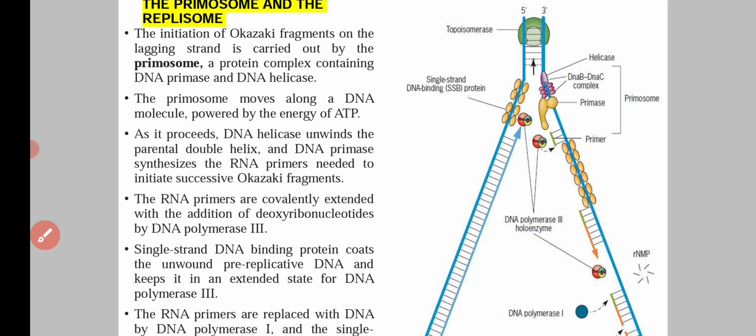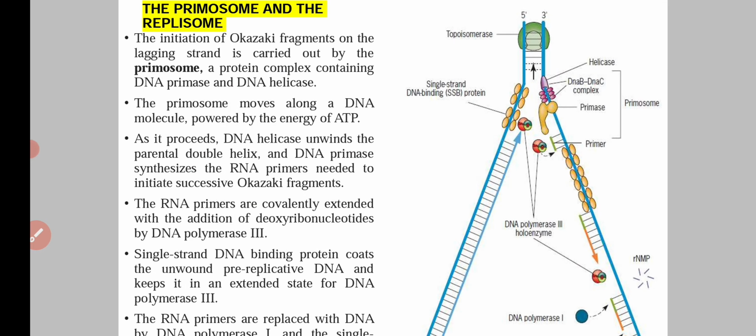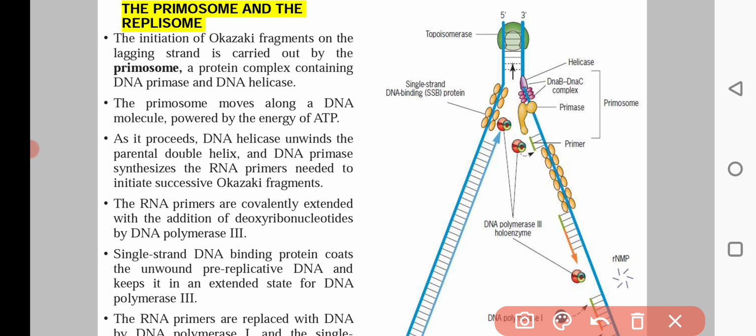So basically, first of all the enzymes associate on the replication bubble and they form a primosome and the replisome. First of all, initiation of the Okazaki fragment on the lagging strand is carried out by the primosome, which is a protein complex containing DNA primase and DNA helicase.